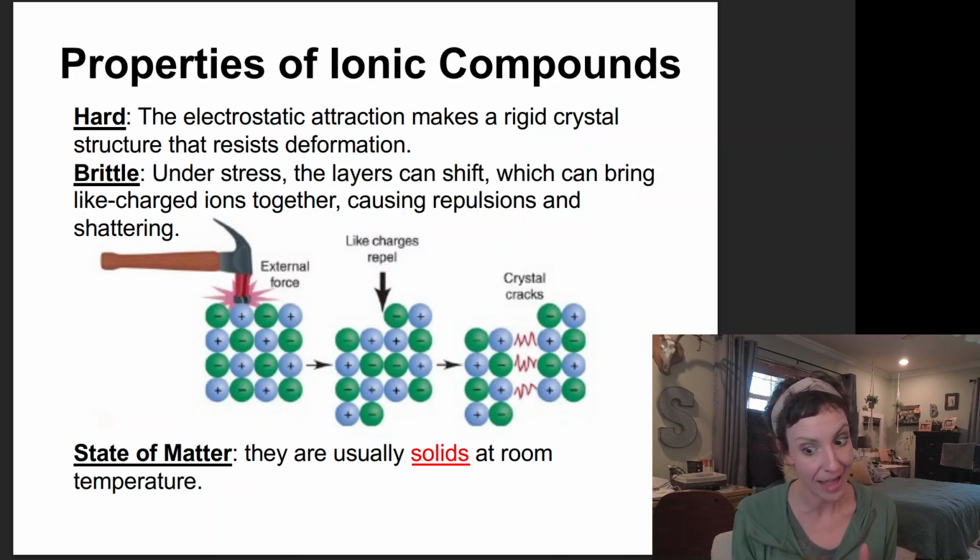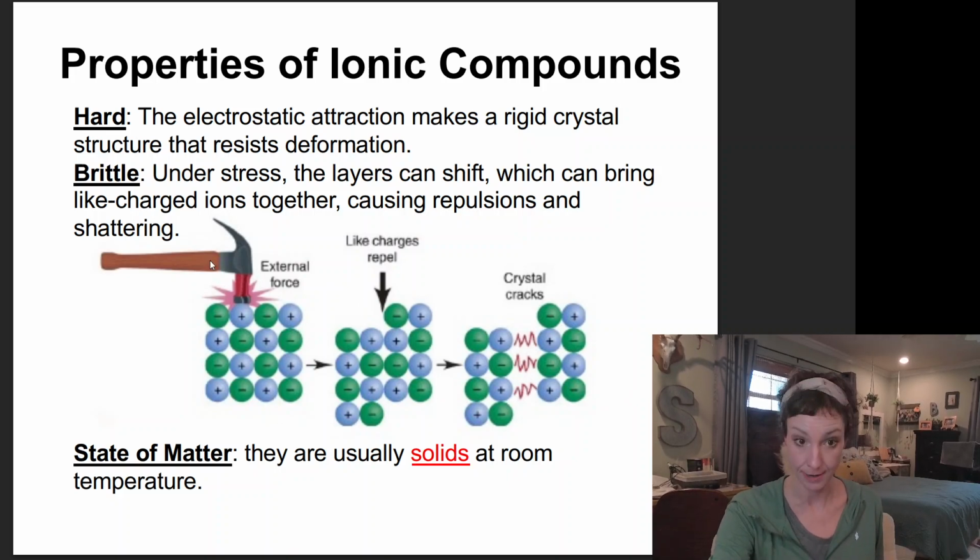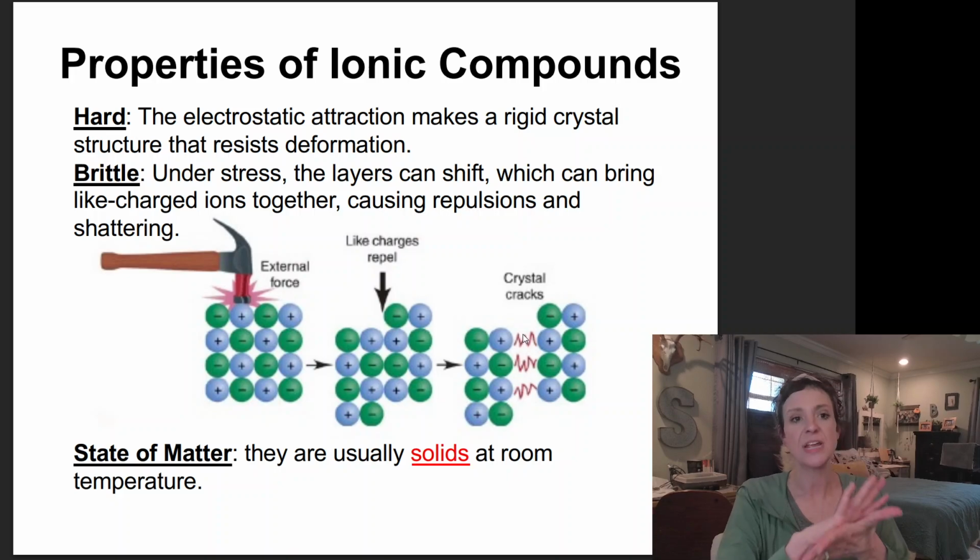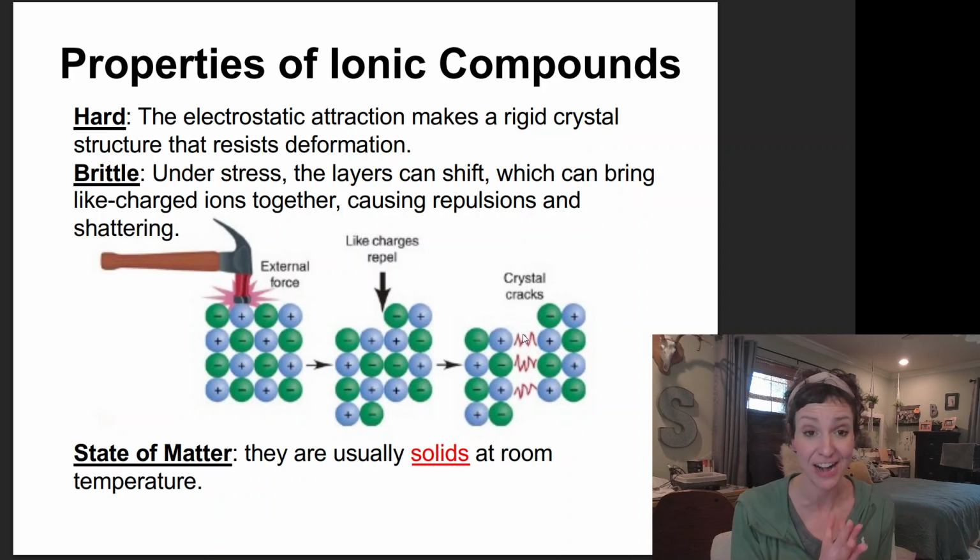And let's think about what happens when these layers shift. So here's a nice little picture. I have hammered my ionic compound and I've caused it to shift. Uh-oh. Now I've brought two like-charged ions into contact and you better believe they do not like that. As a result, they will repel. And that's where you get that shattering. That is the term brittle represents. So under stress, yes, it's hard, but when I stress it, the layers will shift and they will shatter. That is what a brittle definition is.